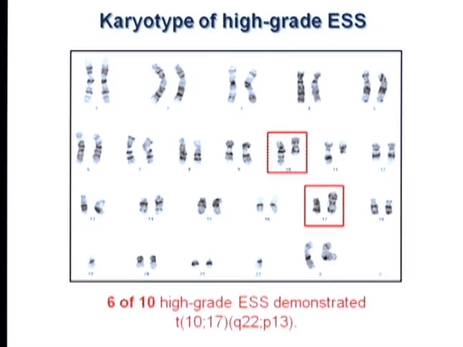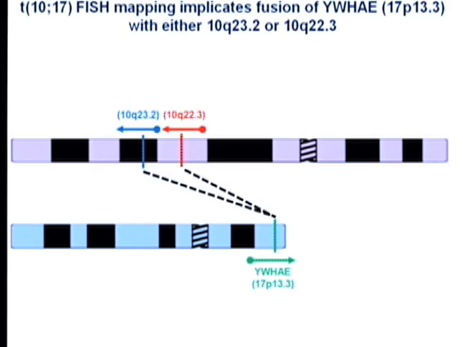Okay. So we had karyotyped 10 of these, we'll call them high-grade endometrial. They're high-grade uterine sarcomas for sure. They didn't have the 7p rearrangement. What 6 of the 10 had was a balanced translocation between chromosomes 10 and 17. That means both parts of the translocation are there. We got our first surprise when we used standard approaches to define what were the breakpoints of these translocations.